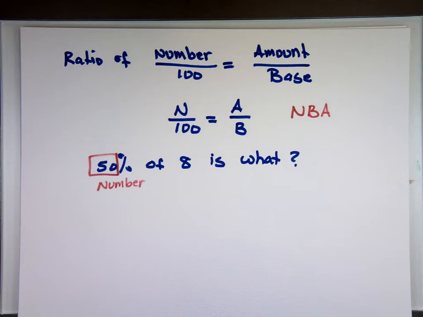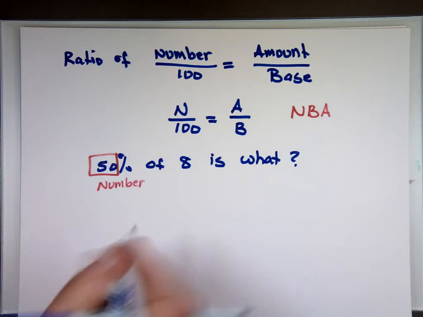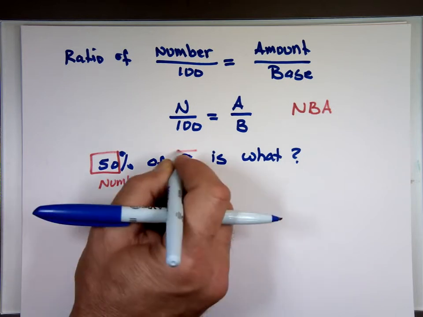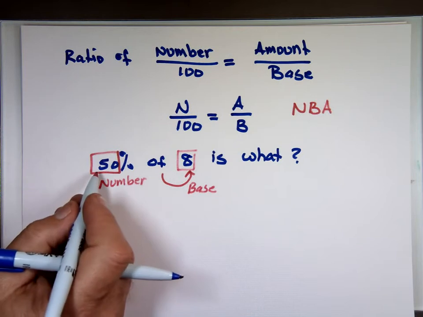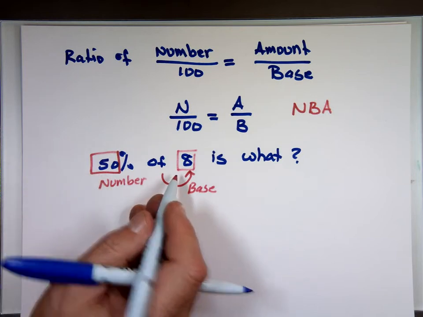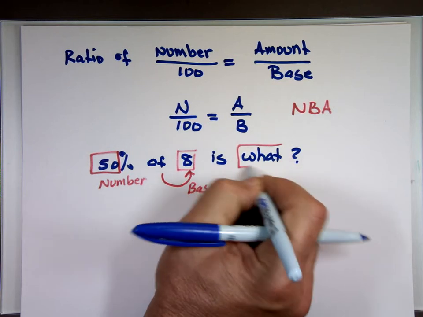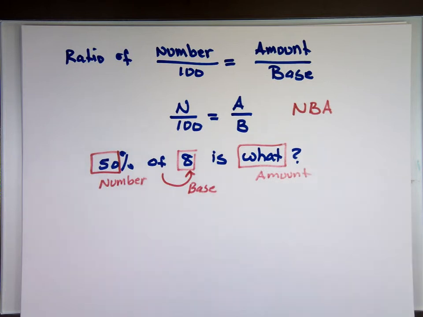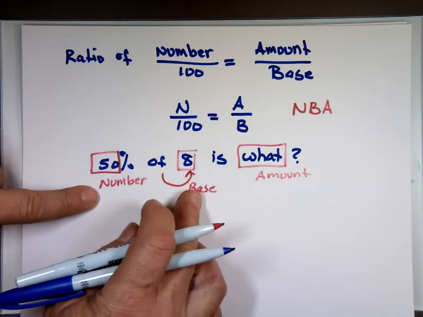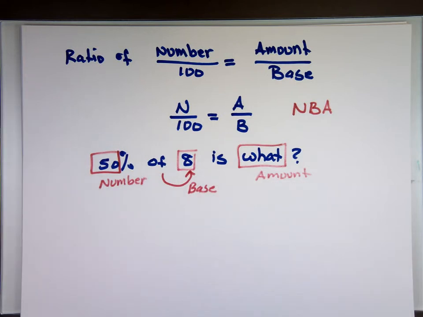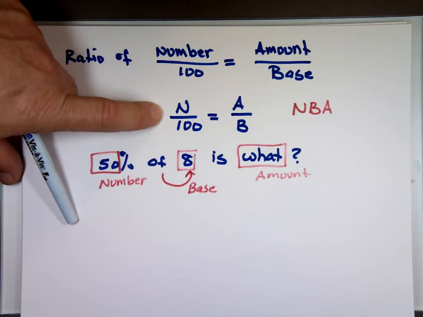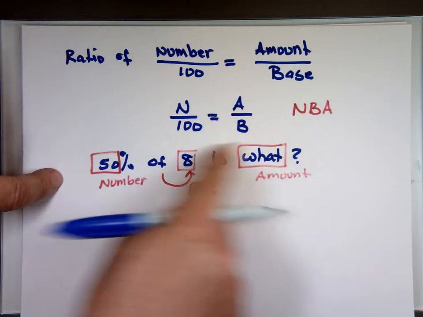Here's another good news. Look for the word of. You see the word of? What comes after of is always your base. That's your base. This is the number. That's the base. What comes after is your what? The amount. Process of elimination. You have three things. You know these two. The third one has to be the amount. Now, once we have them, plug them into this equation. I don't have to change decimal to percent, percent to decimal, fraction, none of that stuff. This takes care of everything.